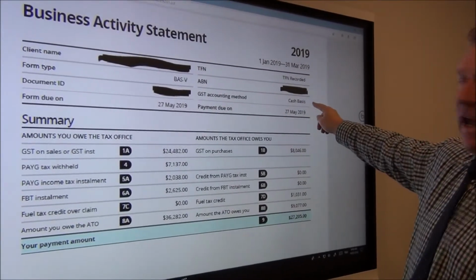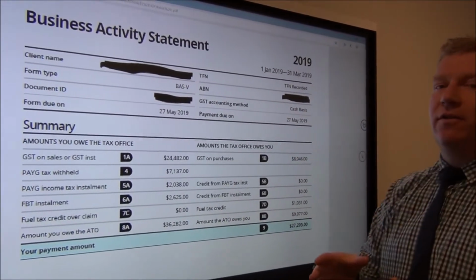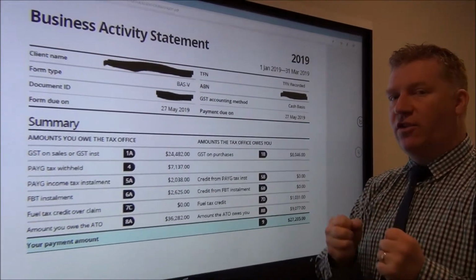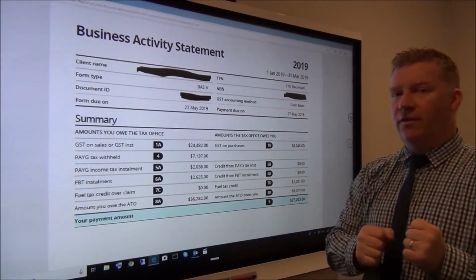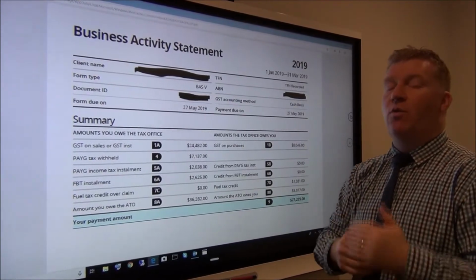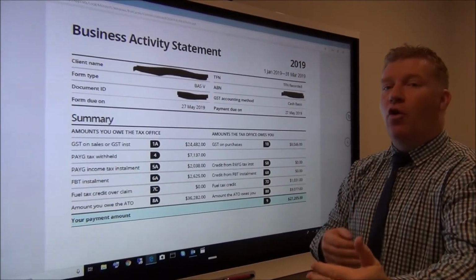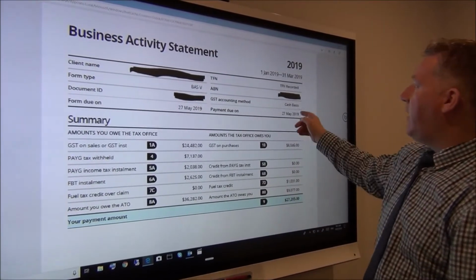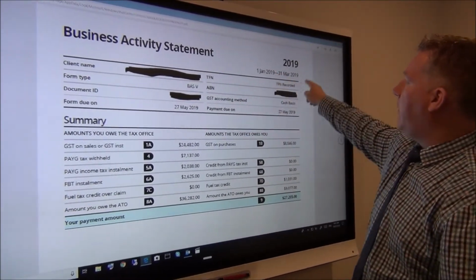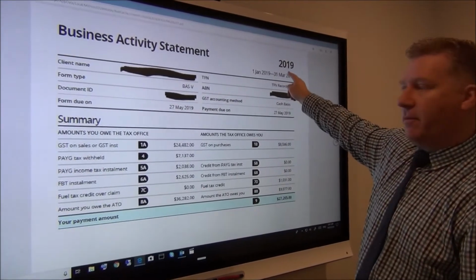Okay, so when we're looking at a BAS, first thing we want to look at is up here, the cash or accruals basis. Cash basis means that you're recording your GST when you receive money and when you pay money. Accruals basis means your GST is recorded when you invoice out bills or when you receive invoices. So that's the first aspect. The second is the period. So here we've got the period that's covered up the top.